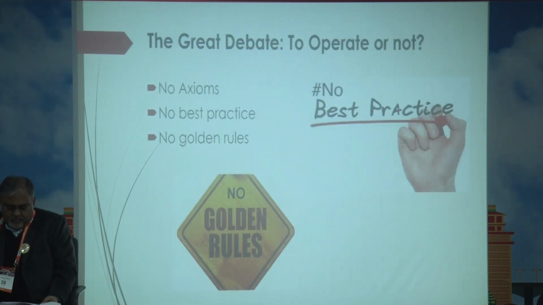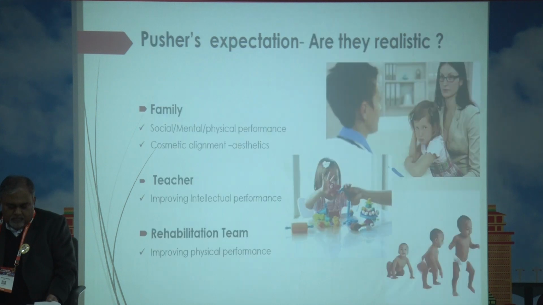The debate we face when dealing with these children is whether we should operate on them or not. There are no golden rules to that. We have to assess what type of disability the child has and the severity of the developmental delay. We should not be pushed by the parents' expectations, because we have to see whether these expectations are realistic or not, because the family wants every type of improvement: intellectual, social, mental, cosmetic, everything.